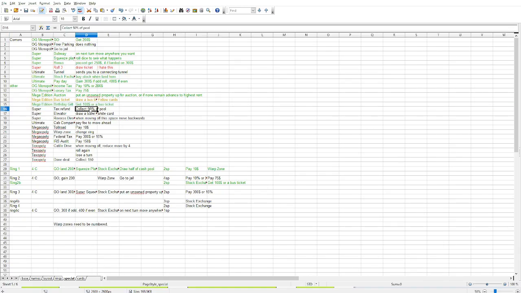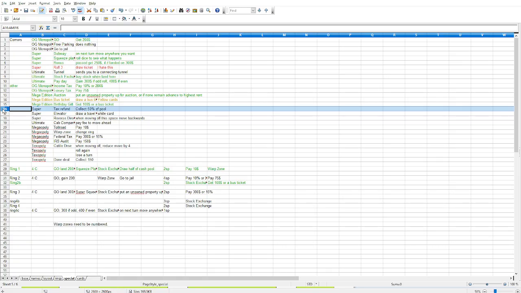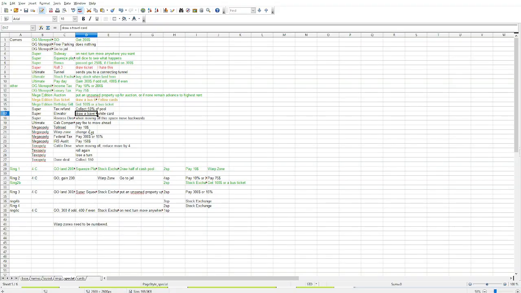Tax refund. I already put that into ring 1. I did, however, change the way it's worded. I could put a second space like this on the board, so I'm not going to mark that off in black yet. Elevator. Draw a travel card, the white cards. I'm going to leave that in black. This is the sort of thing that I'm probably going to have multiple places on spokes or something like that. I'm not sure exactly.